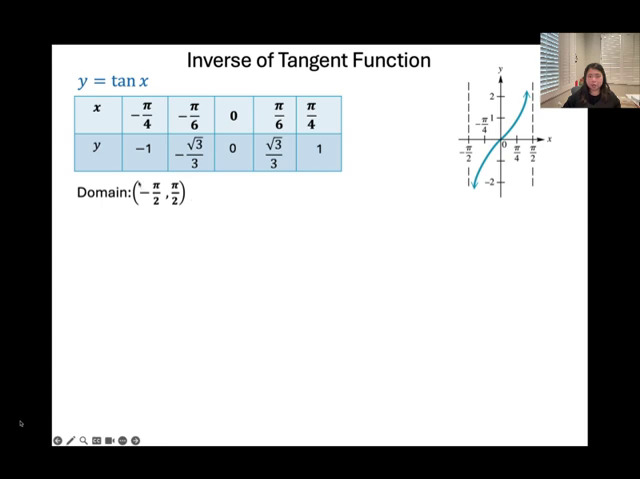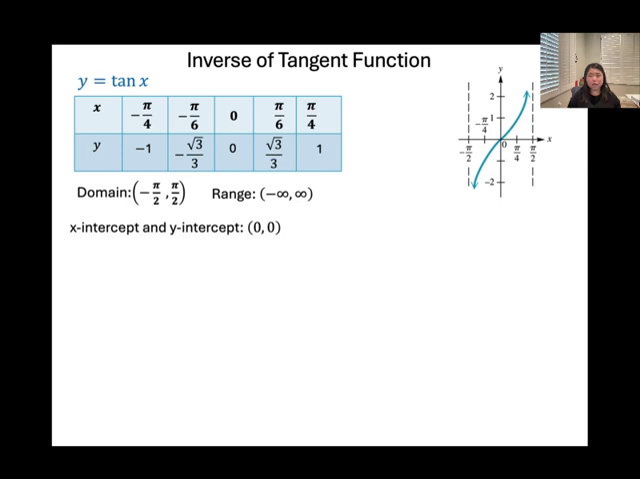But be careful, I'm gonna put the parenthesis instead of the bracket, because x cannot be equal to negative pi over 2. This is the vertical asymptote. And then the range, that will be from negative infinity to positive infinity. X and y intercept, 0, 0.